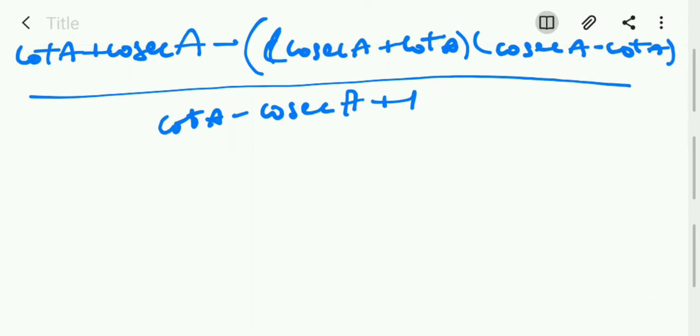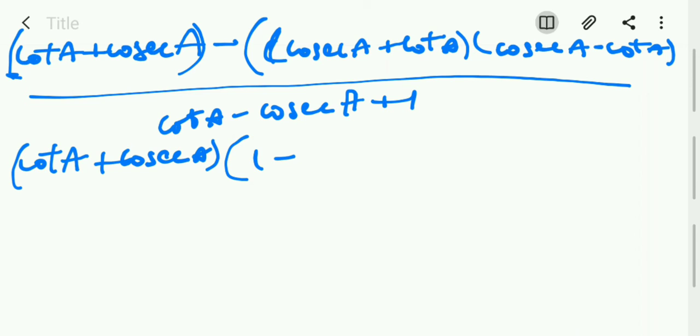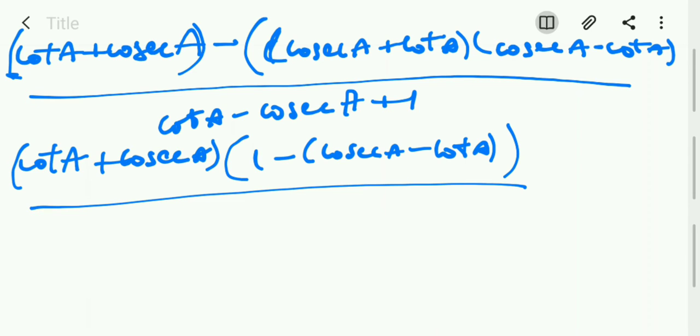Look at this step, guys. This is a very lengthy problem, I'm telling you. Now what is common over here? Cot A plus cosecant A is common, so I'll just take it out. Cot A plus cosecant A is common, and what will remain is 1 minus cosecant A minus cot A. Correct? And the whole divided by cot A minus cosecant A plus 1. So this is what we are left with now.